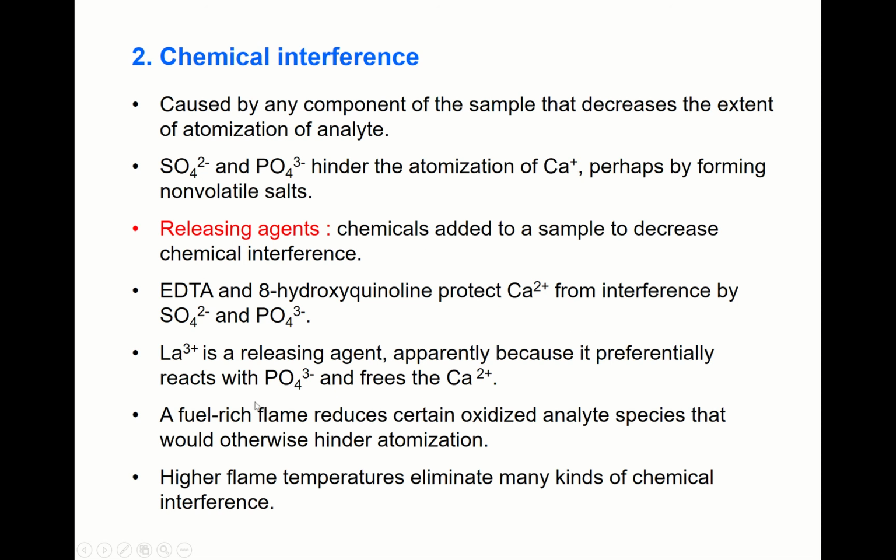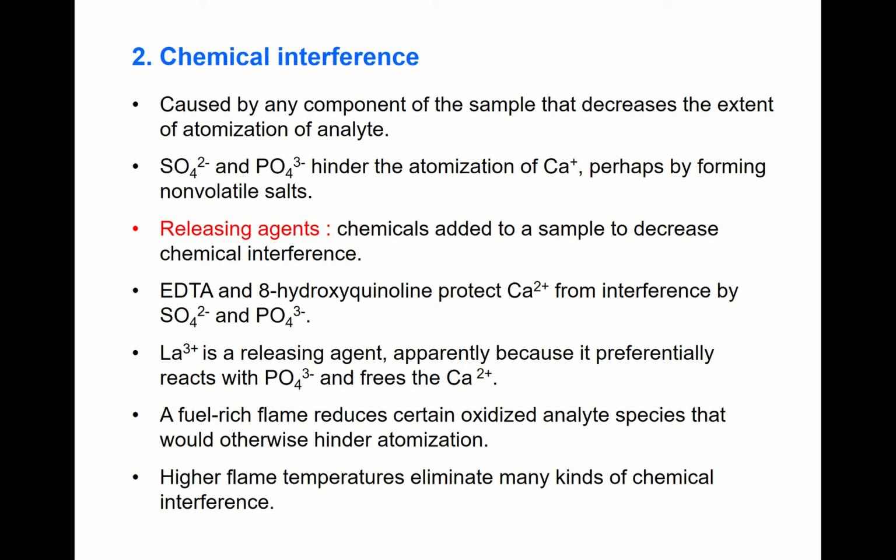Also you can use lanthanum ion. This is also a releasing agent, because it preferentially reacts with the phosphate and frees the calcium. Let's assume this calcium ion forms calcium phosphate. But lanthanum phosphate is much stronger, so in the presence of lanthanum, lanthanum replaces this calcium ion. So calcium ion is freed from this phosphate ion, so this calcium ion is easily atomized.